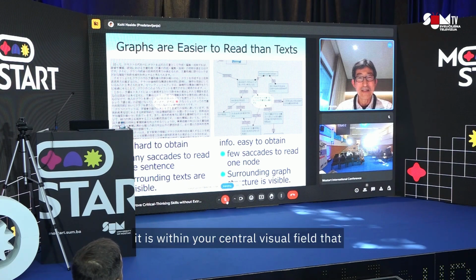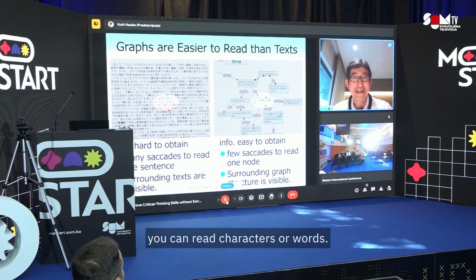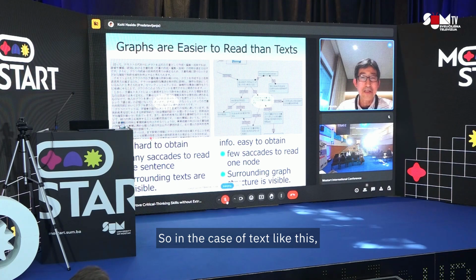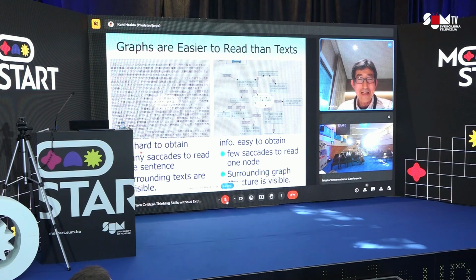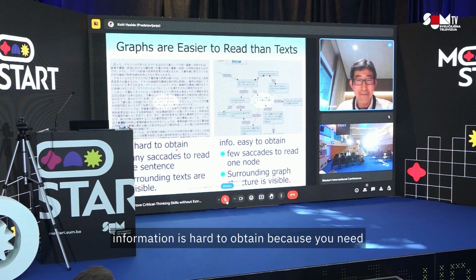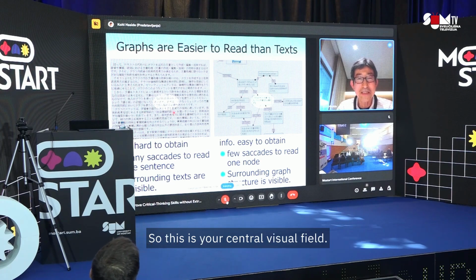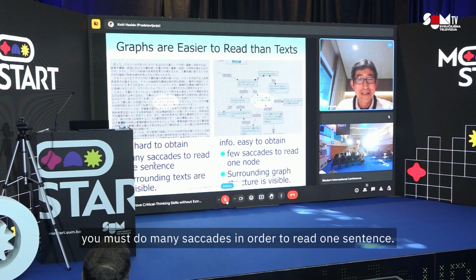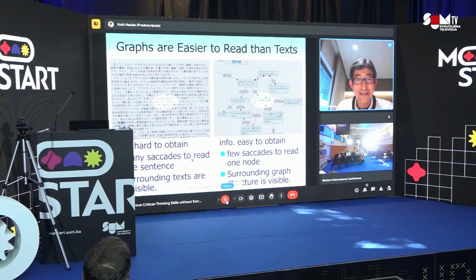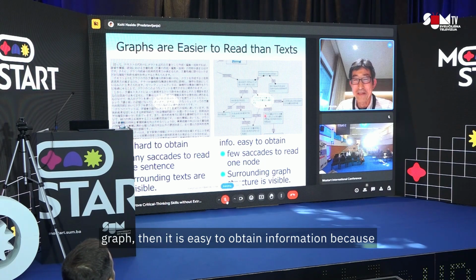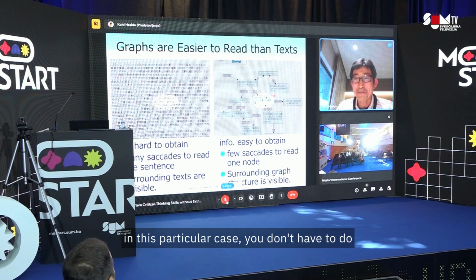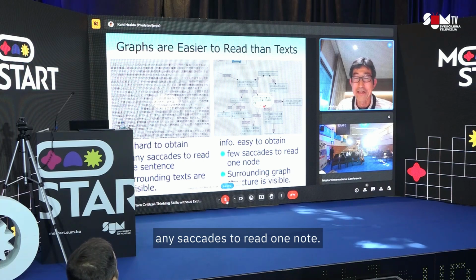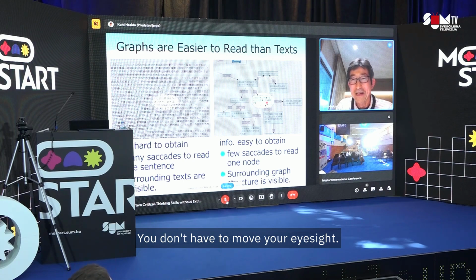because it is within your central visual field that you can read characters or words, right? So for instance, in the case of text like this, information is hard to obtain because you need many saccades in order to read one sentence. So this is your central visual field, and a sentence does not fit into this field. So you must do many saccades in order to read one sentence. On the other hand, if you look at the graph, then it is easy to obtain information, because in this particular case, you don't have to do any saccades to read one node. You don't have to move your eyesight, right?